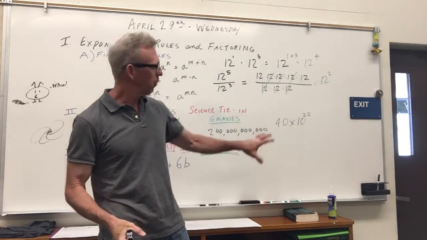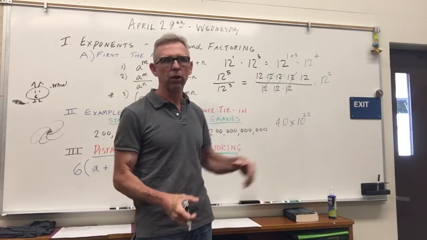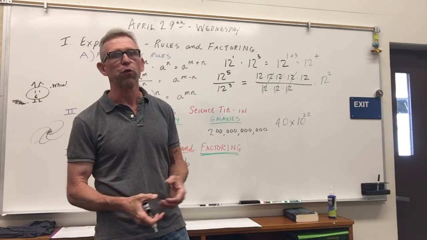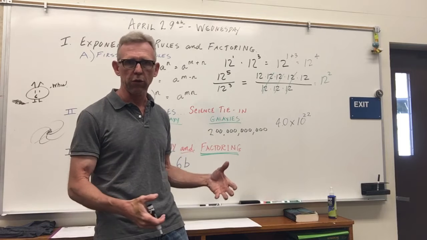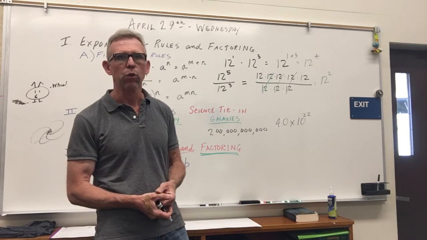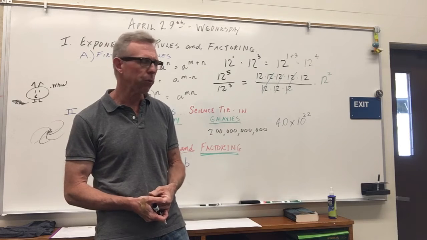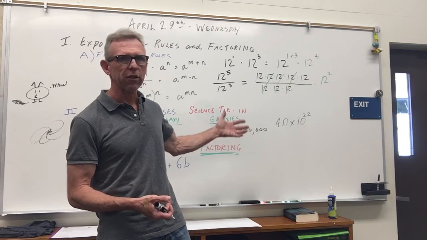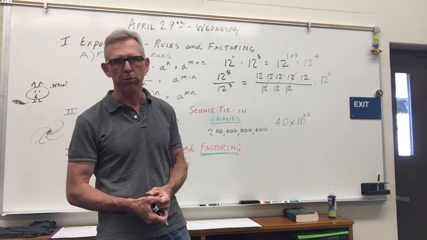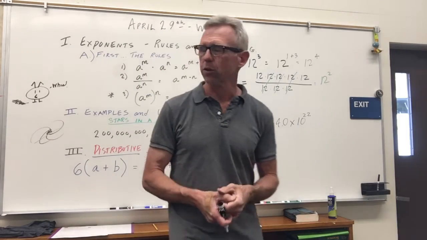And you'll notice, because we're using the base 10, it's much easier to deal with very, very big numbers, and as we'll see, very, very small numbers. In other words, when you have a lot of zeros after a decimal point, exponents are a wonderful tool in science to work with those big numbers and the very, very small numbers.